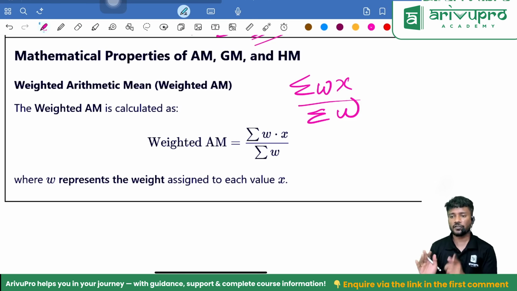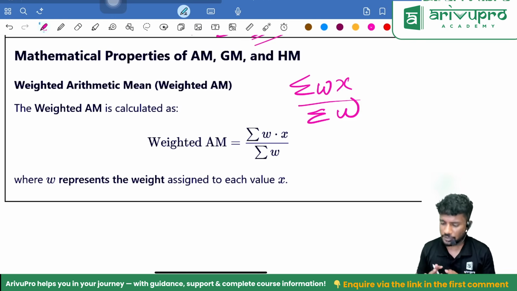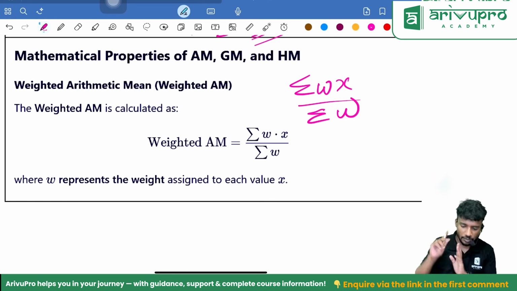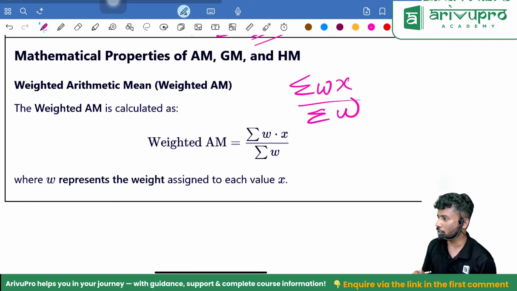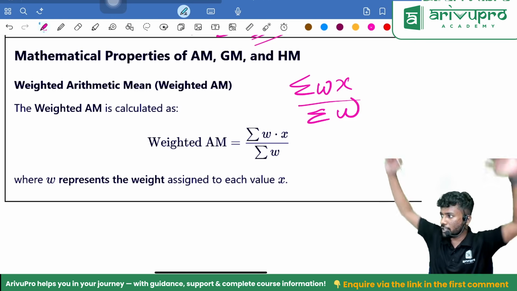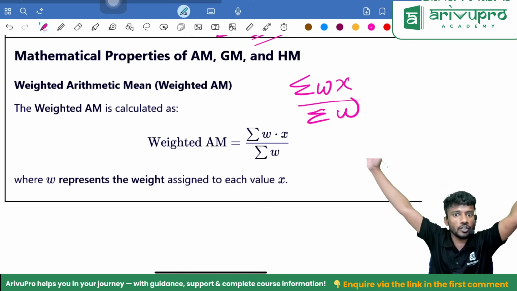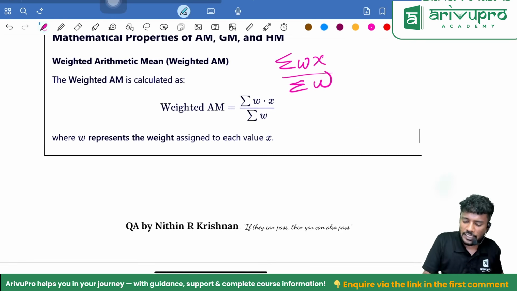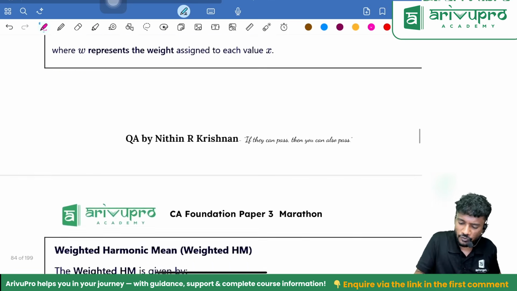Weight means, we'll discuss that later, in one chapter where we will be using it. In index numbers, we will be talking about weight, and at that time I'll explain what this weight is. Don't think we are only measuring people's weight or height. No, that we are not doing here. W represents the weight.